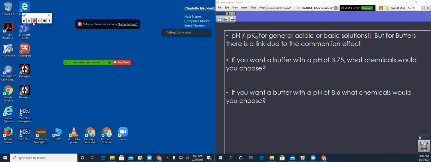Okay, now here's a thinker problem. If you want a buffer with a pH of 3.75, what chemicals would you choose? Could you figure that out? If you want a buffer with a pH of 8.6, what chemicals would you choose? All right, let's do the first one together, and then I'll let you do the second one on your own.